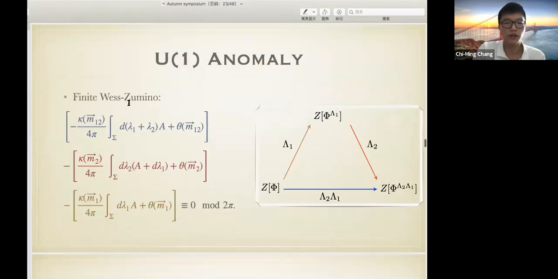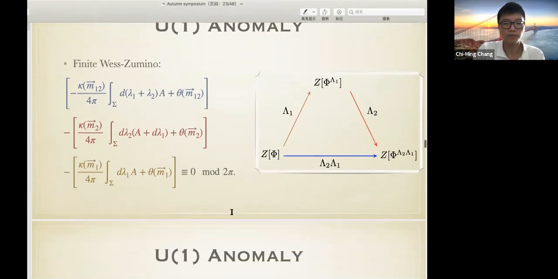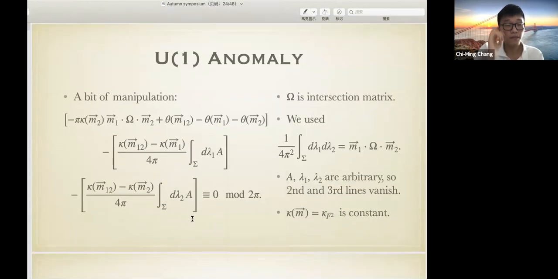Now we apply the finite Wess-Zumino consistency condition. We have these three phases coming from the transformation of these three arrows, and we want this combination of the phases to equal zero mod 2π. Under some simple manipulation, we can rewrite the equation into this. On the first line, we collect all the terms that are independent of A. This Ω here is the intersection matrix, and we use a formula that the integral of dλ1 dλ2 with 1 over 4π normalization equals the inner product between m1 and m2 with this intersection matrix.